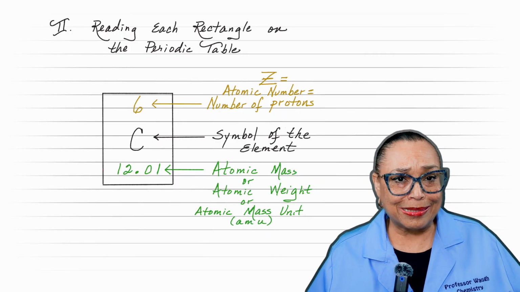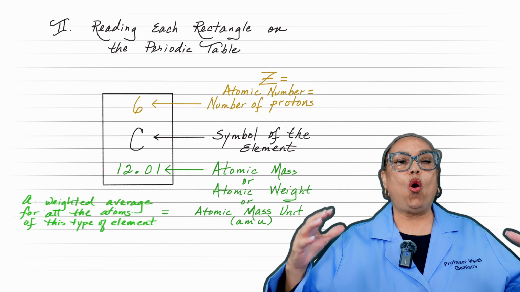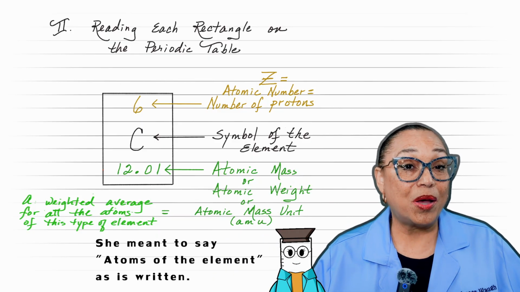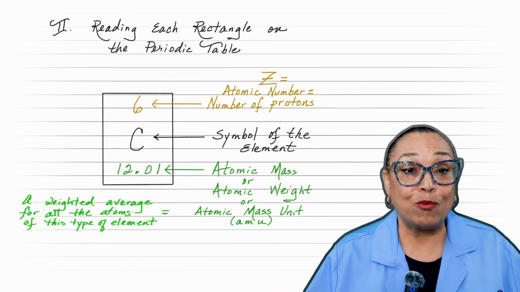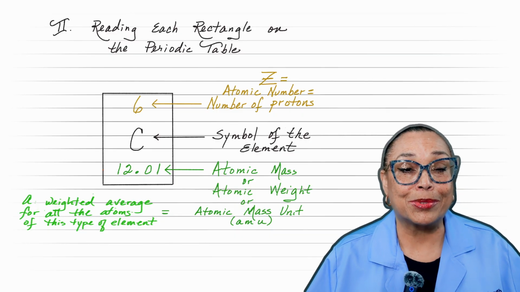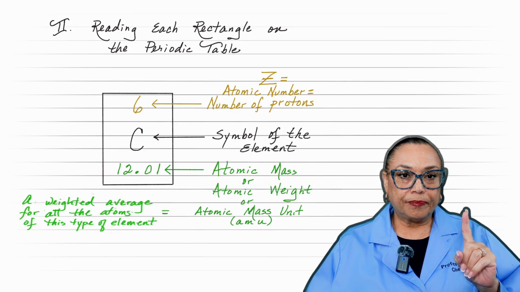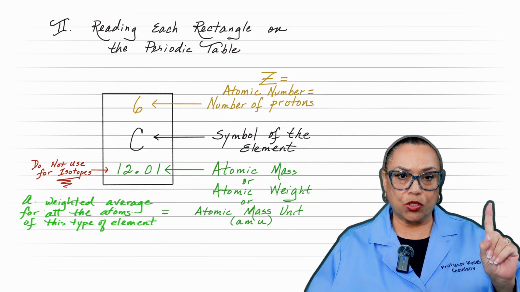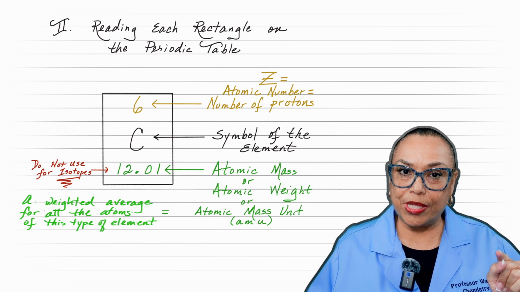Now, what in the heck does this mean? This is a weighted average for all the atoms of this element. Because guess what? Every atom for the same element can weigh different amounts of grams. What? Yes, but I'm going to tell you right now, don't use this bottom number for isotopes. Okay, we're going to do that in another video. I'm going to show you how to do an isotopic symbol. So don't use that bottom number for isotopes.